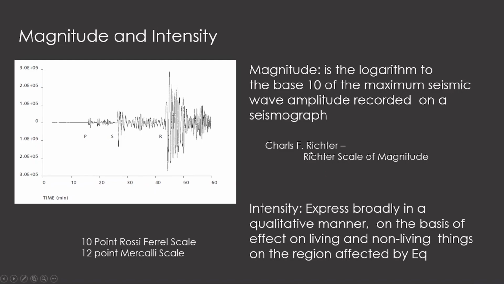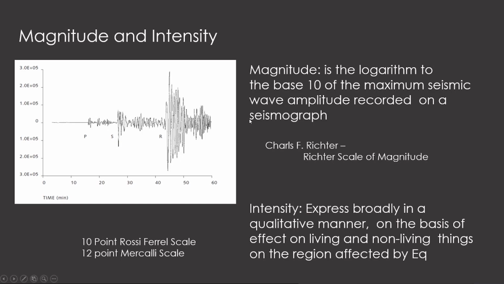Magnitude of an earthquake is a very common term. You must have heard of the Richter scale. Charles F. Richter is the scientist who proposed the magnitude of an earthquake, how much it is: 1, 2, 3, 4, 5, 6, 7, 8, or 10. Based on that, the magnitude is given. And for intensity, there are two different scales available. One is the 10-point scale, the Rossi-Forel scale, and the other is the 12-point scale, the Mercalli scale.